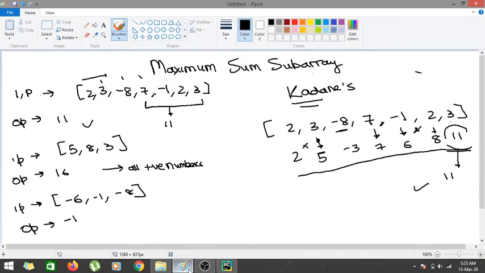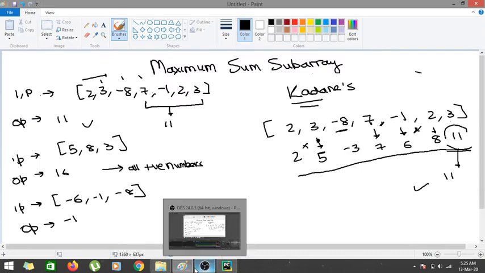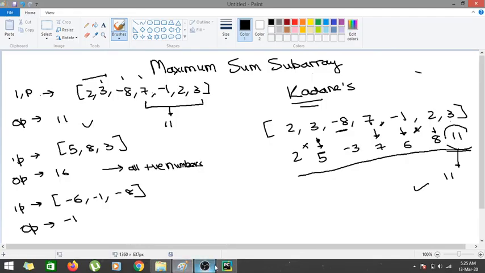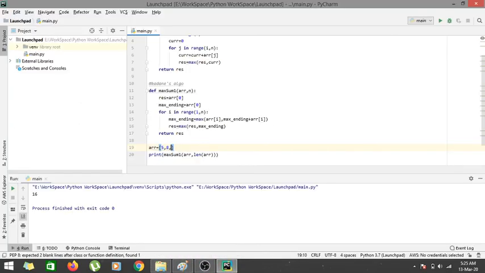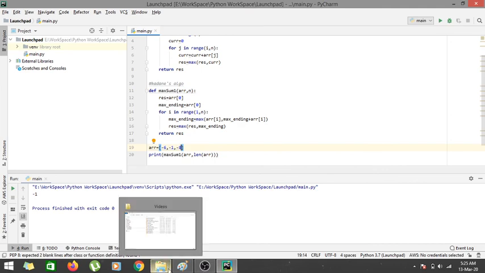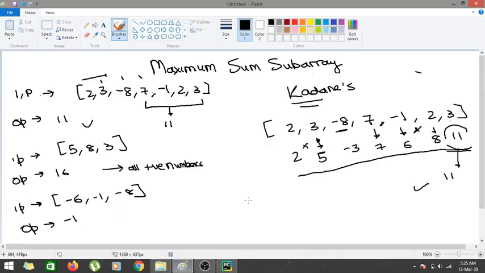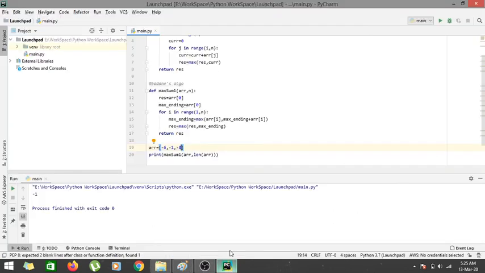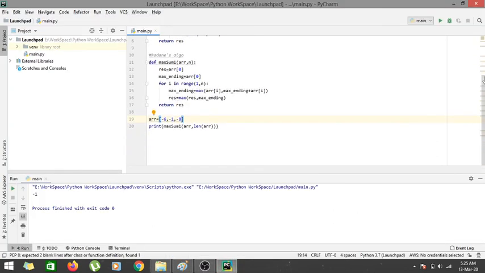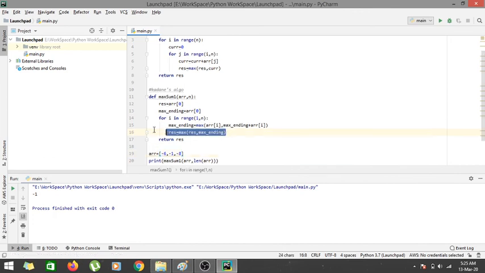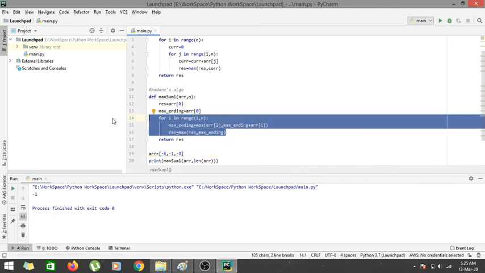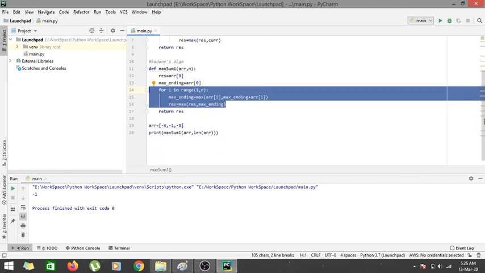Let's check for the last value, that is -6, -1 and -8. Let me run our code, and we are getting -1 as our output, as we had desired in this particular case. So this is how you have to implement Kadane's algorithm in order to find out the maximum sum subarray. And as you can see, it is an order of n function without any auxiliary space. So this is how you can improve your particular algorithm for a particular program.